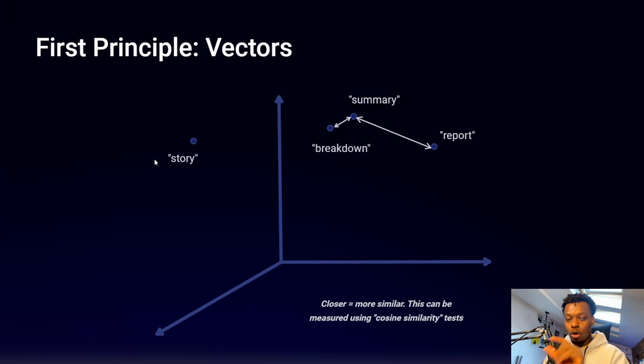So closer equals more similar, and there are tests online that show what this means, called cosine similarity tests. If I put Elon Musk and Melon Musk into one of these tests, they'll come out really, really close. If I put breakdown and summary together, they'd be a little bit further apart. Summary and report, a little bit further apart. Story and summary, quite far apart, because the meaning of those words is different.